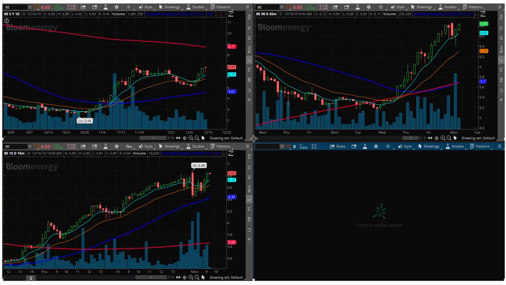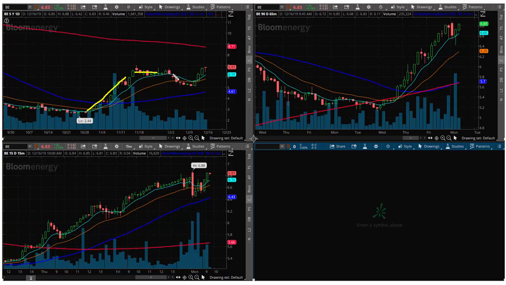Here's BE. What I have here is the daily, the 65-minute chart, and the 15. For starters, what I see here is a move up, consolidation, and then I'm looking to play a continuation move up.